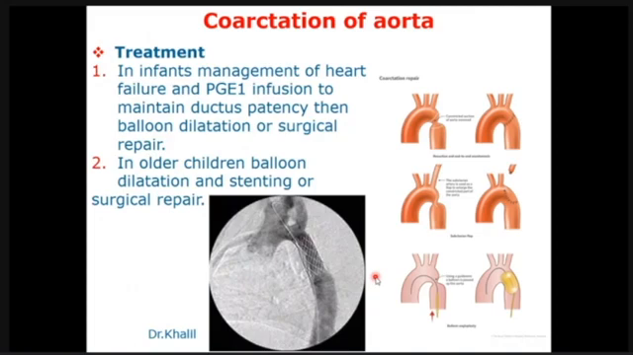Treatment, if it is diagnosed in the infants and they are symptomatic, it means the condition is very severe. And here we have to give prostaglandin E1 infusion to the infant. Why? Because the prostaglandin E1 infusion prevents closure of the ductus arteriosus. And if you remember, when we spoke about the ductus arteriosus, we said that it is useful in the case of severe coarctation of the aorta. Why? Because it provides the blood to the lower part of the body.